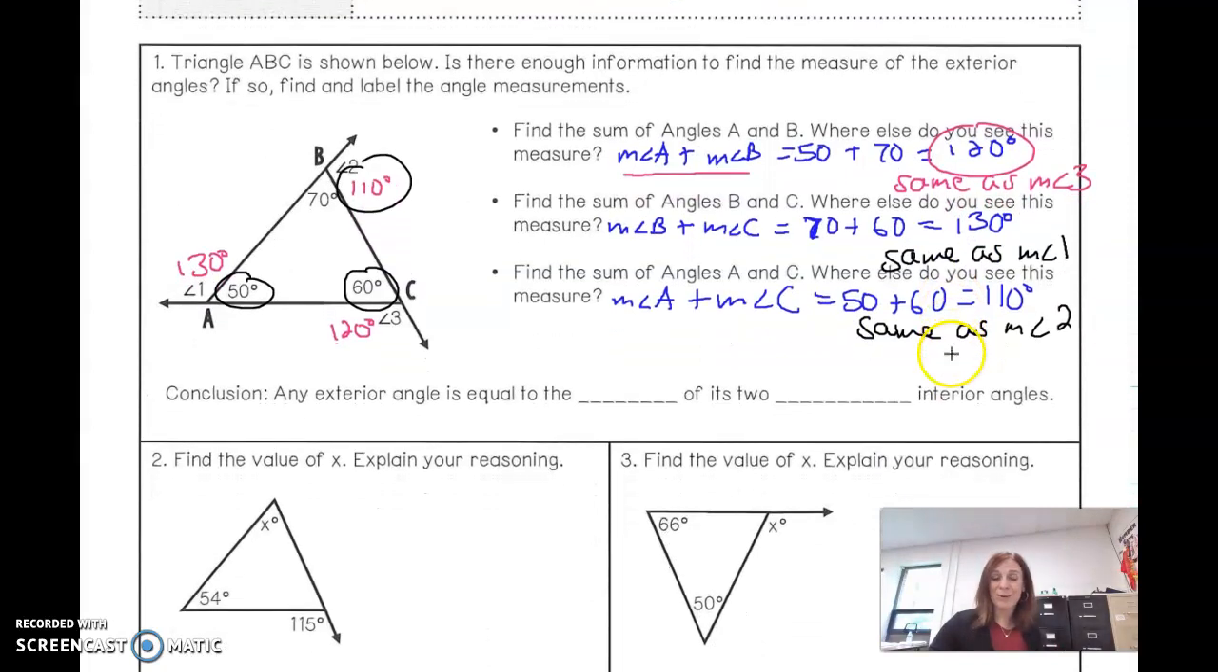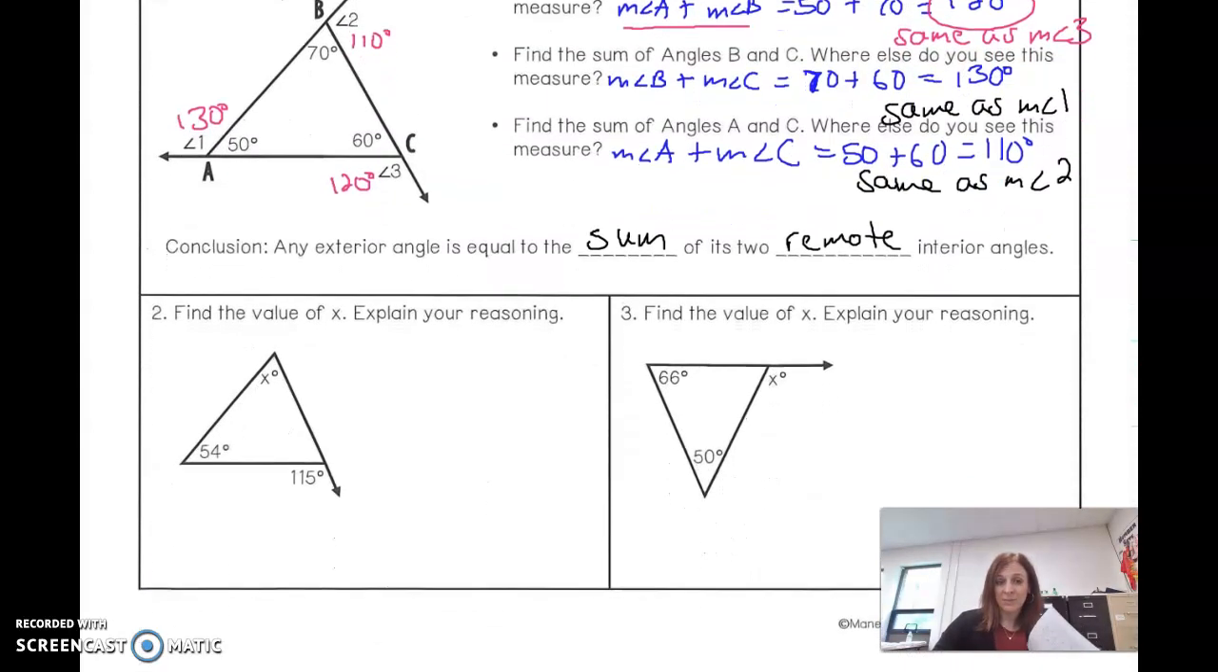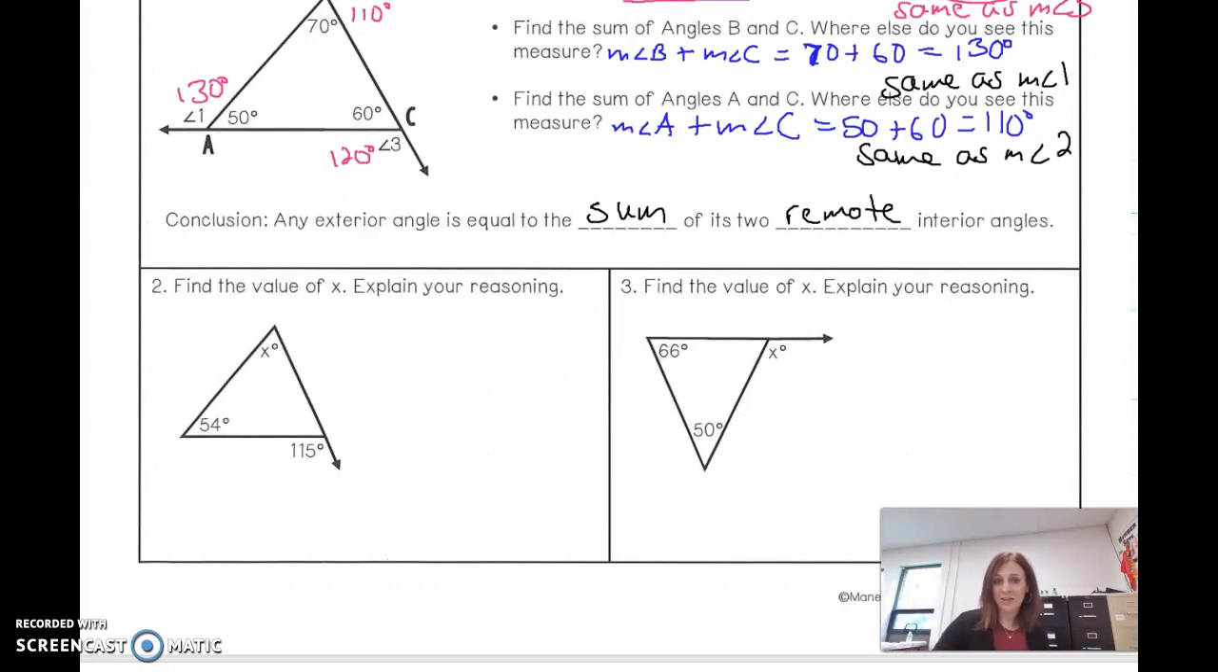So it might be a little hard to see, but what I want you to notice here, it says any exterior angle, so any one of these on the exterior, 1, 2, or 3, they are equal to the sum, we're adding, of its two remote interior angles. So here's the cool thing, okay? If you can kind of pick this stuff out, finding the exterior angle is super easy, okay? So let's do a couple examples here, all right? Any exterior angle is equal to the sum of its two remote interior angles, okay?